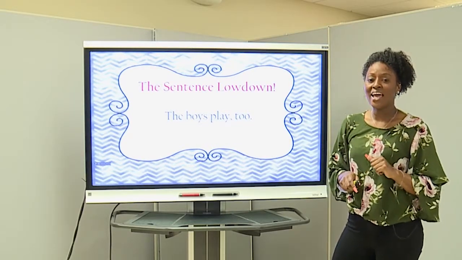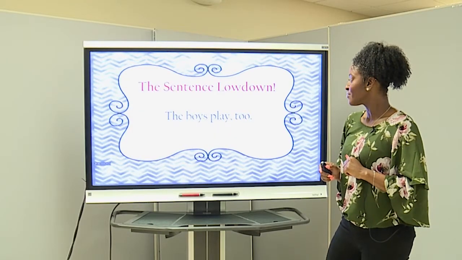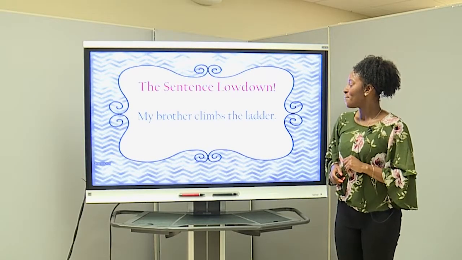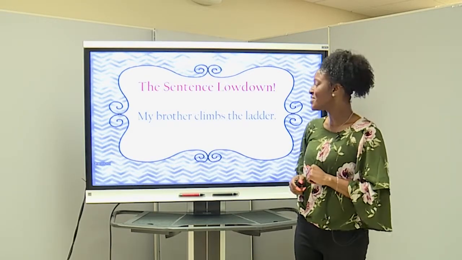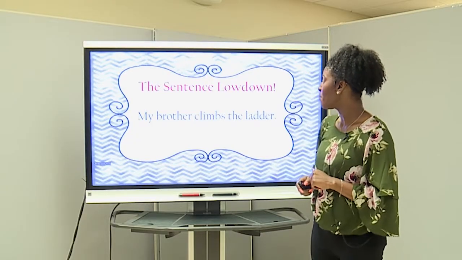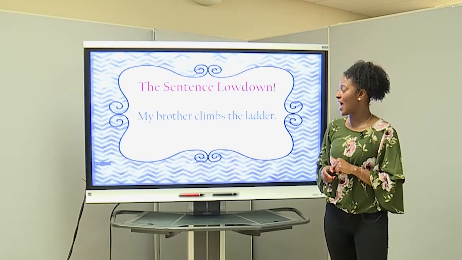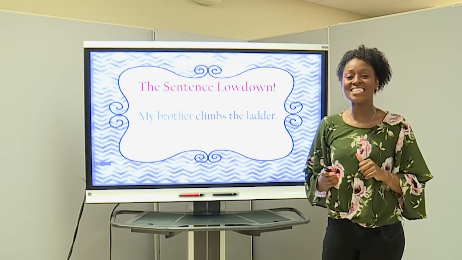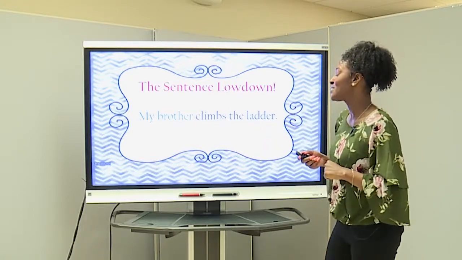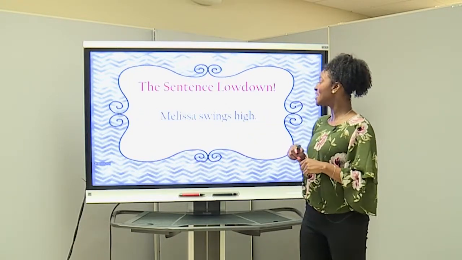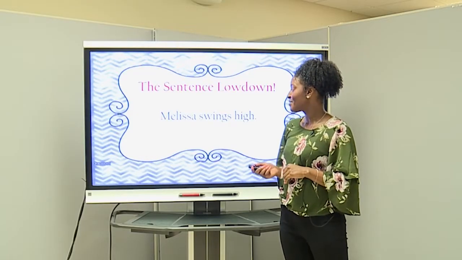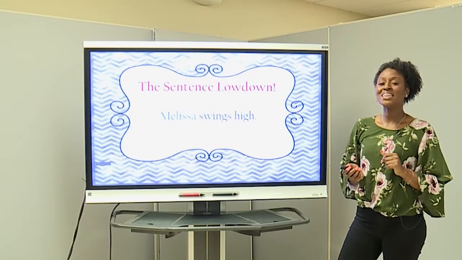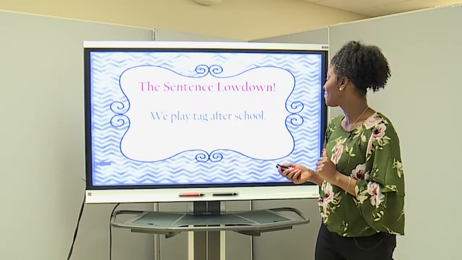The boys play too. The boys, that's right, is the naming part. My brother climbs the ladder. Tell me, what is the naming part? My brother is the naming part. Again, it tells me who climbs. It's my brother. Melissa swings high. Melissa is the naming part.